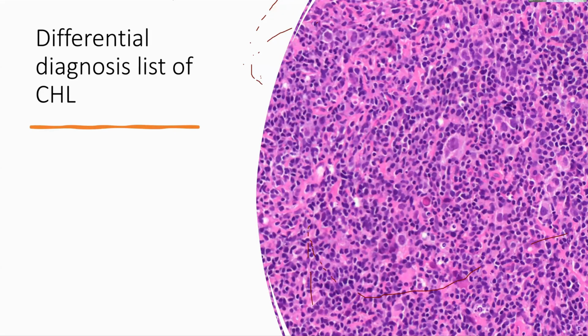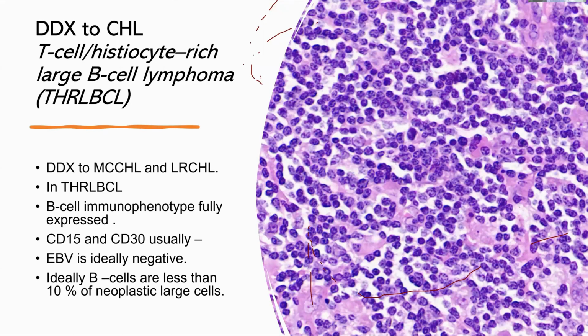All right, so we'll go to the differential diagnosis list of classic Hodgkin's lymphoma, and I'm mentioning classic Hodgkin's lymphoma per se because this is what we mentioned, and I will go systematically. I will show examples when I have it. The most common thing that you need to differentiate between Hodgkin's and is the T-cell histiocyte-rich B-cell lymphoma. They have an overlap mostly with nodular lymphocyte predominant Hodgkin's lymphoma, and we will mention that later on. But it can be a differential diagnosis for mixed cellularity or lymphocyte rich.